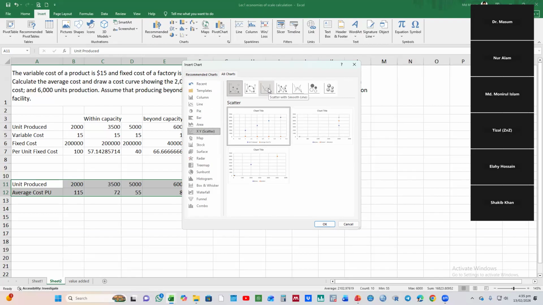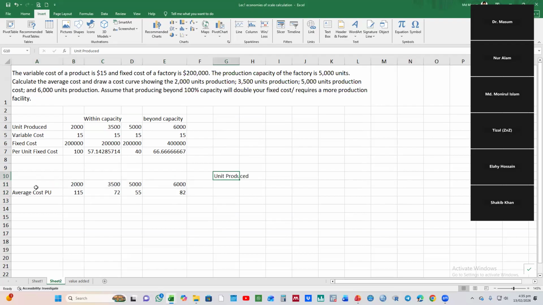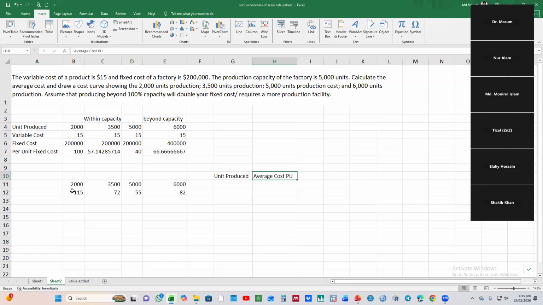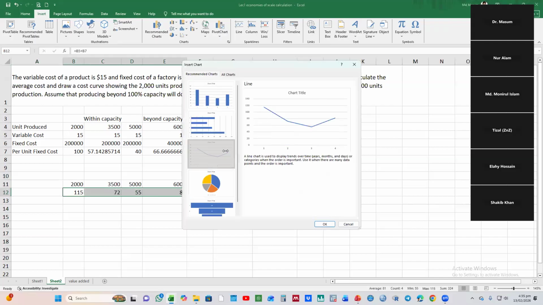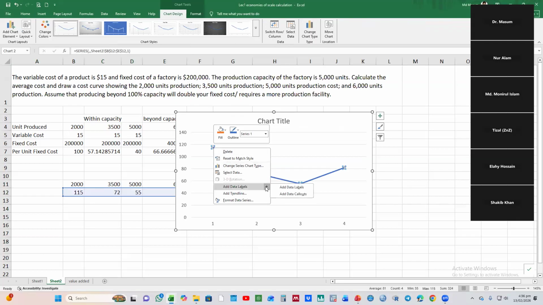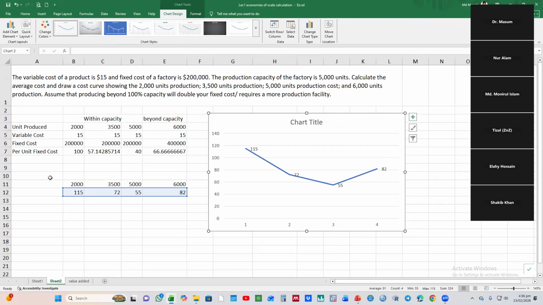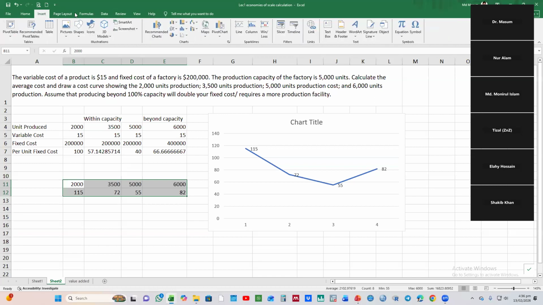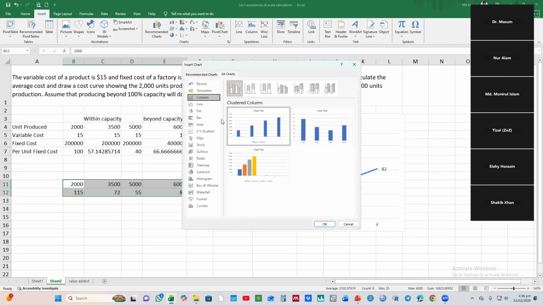Maybe we have to set the x-axis and y-axis. There is a problem in axis definition. Units produced and average cost. Oh, maybe only average cost. When you are talking about only average cost, what happens to the line diagram? We are showing average cost. Here you can add data labels. 115. It must be a line diagram.